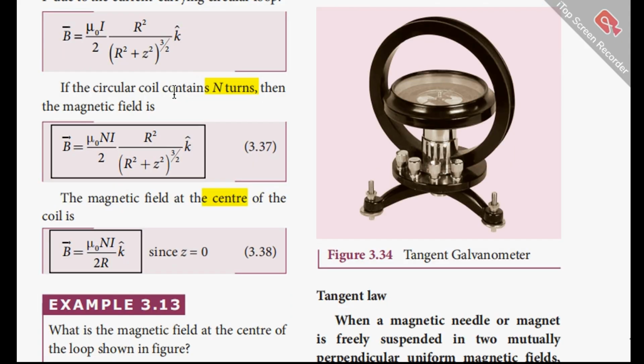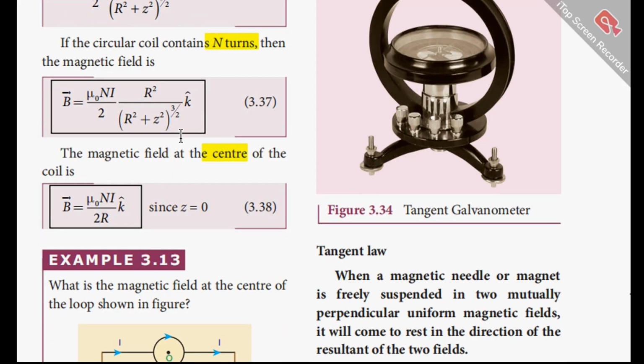If a circular coil contains n number of turns, then the magnetic field is given by B equal to mu naught N I by 2 into r square by r square plus z square whole power 3 by 2 k unit vector. The magnetic field at the center of the coil is given by B equal to mu naught N I by 2r into k unit vector, as z equal to 0 here.